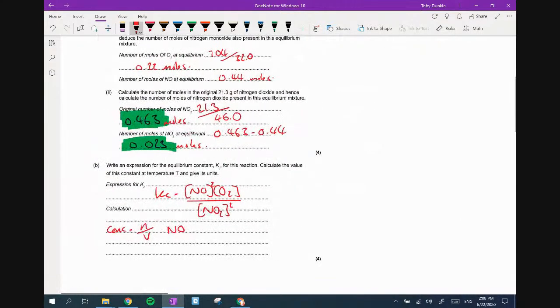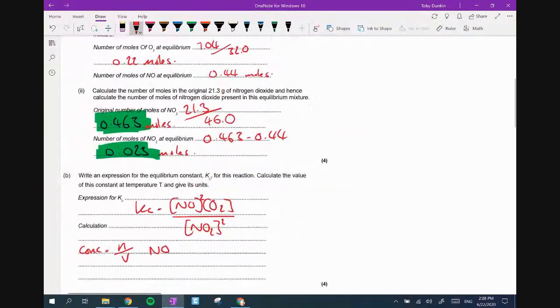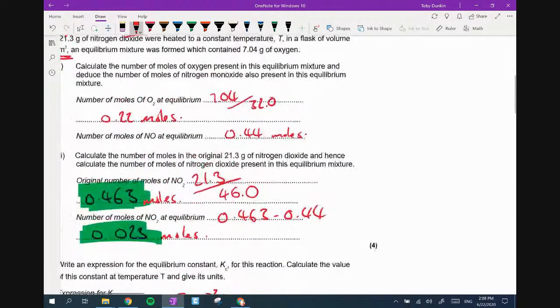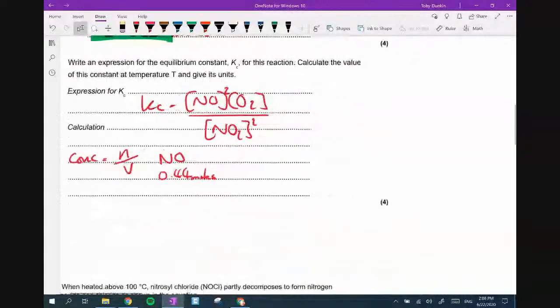So the NO at equilibrium, which was up there, is 0.44 moles. Divide that by 11.5, and I get a concentration of 0.0383 in square brackets, and that's to the power of 2.